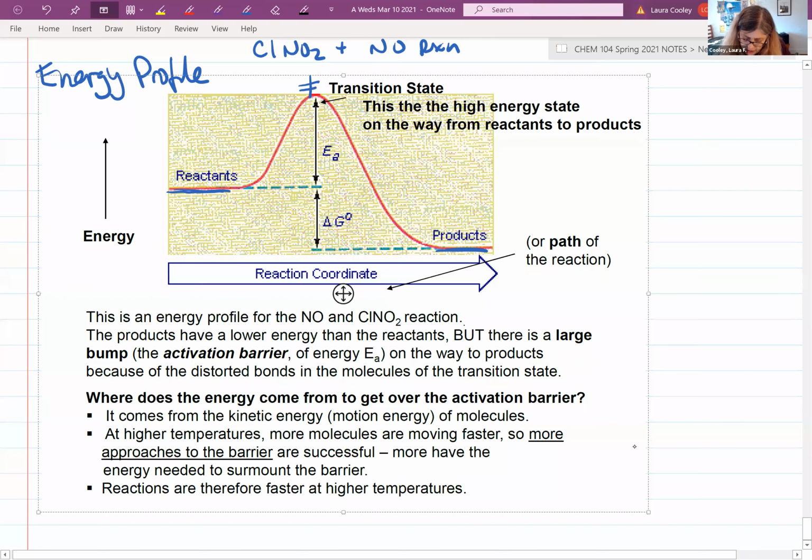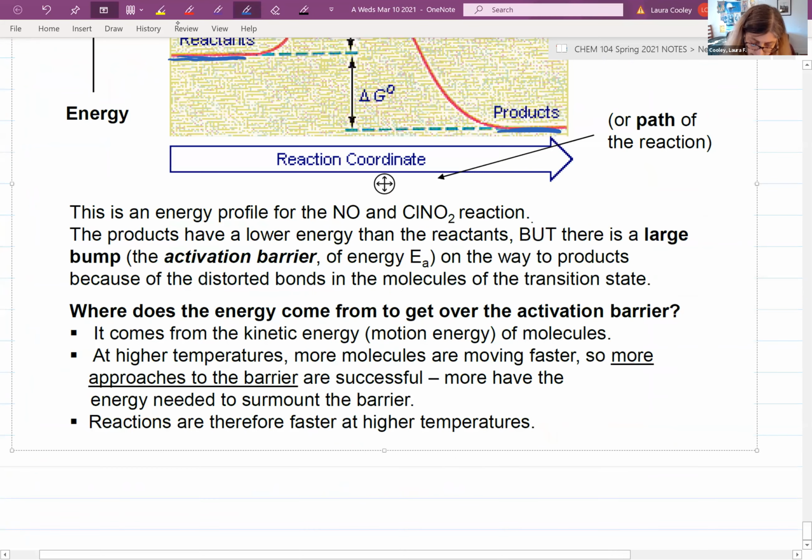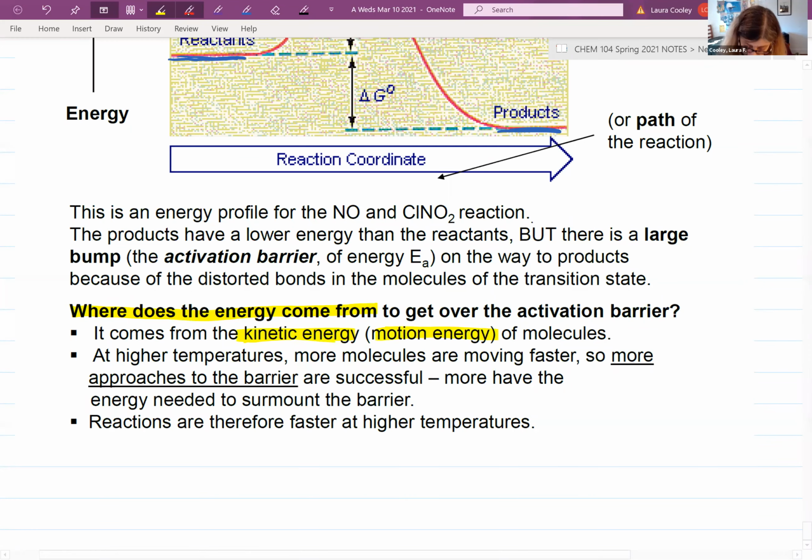So here is addressed in these last things, and I've talked about some of these. Where does the energy come from to get over that barrier? It comes from the kinetic energy, the motion energy of the molecules, which varies within a sample. You have some that are moving faster than others. You've got a whole range of speeds, remember, from that Maxwell-Boltzmann distribution.